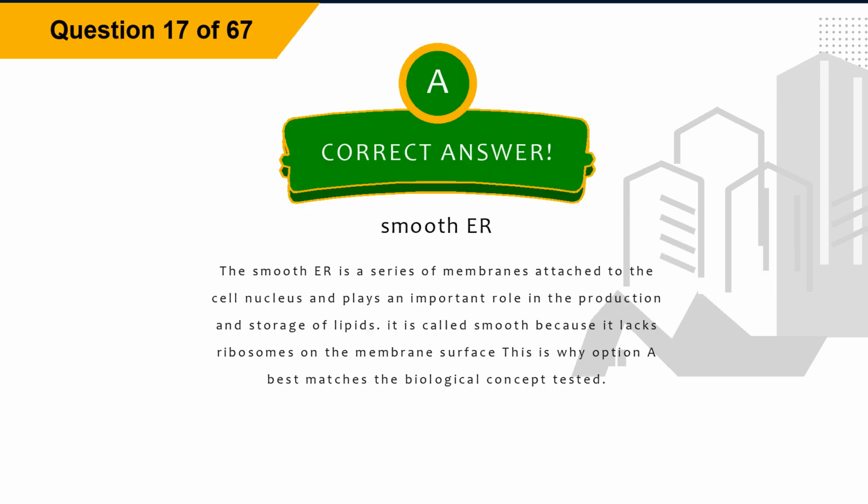The correct answer is option A, smooth ER. Explanation. The smooth ER is a series of membranes attached to the cell nucleus and plays an important role in the production and storage of lipids. It is called smooth because it lacks ribosomes on the membrane surface. This is why option A best matches the biological concept tested.